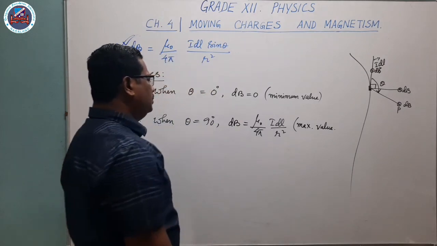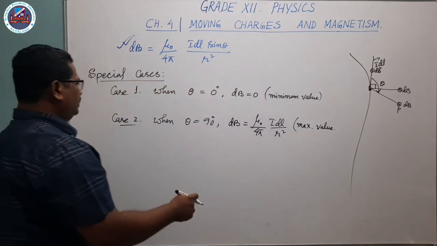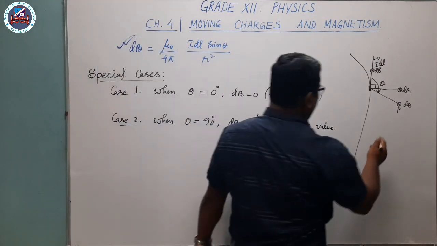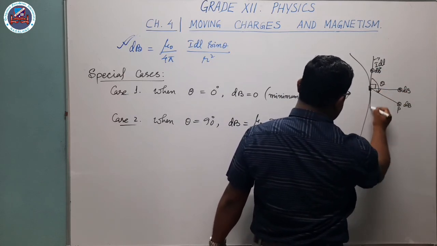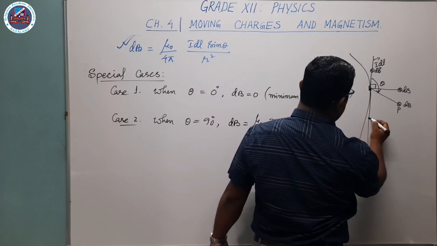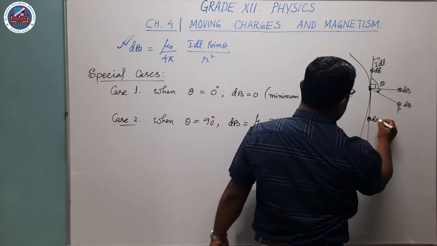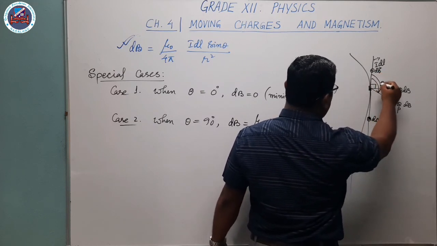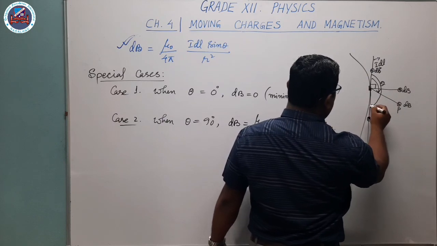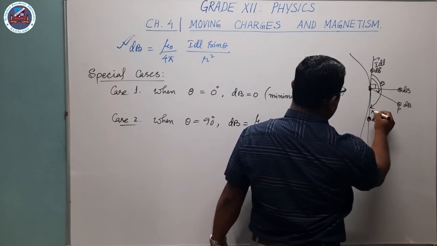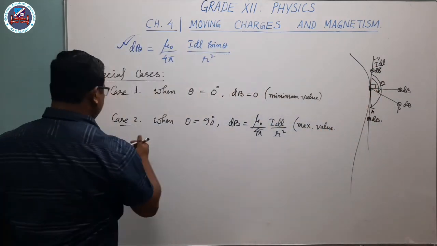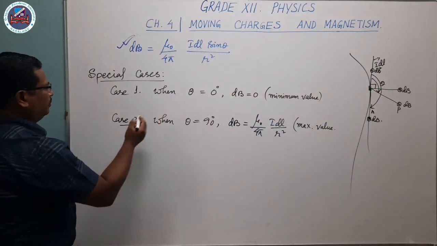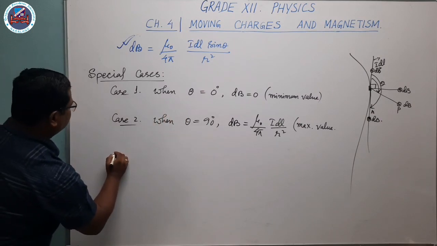And if you take dB at an angle of 180 degree, you don't want to take here, suppose along this line. Here I am taking dB this time. Then the angle between I dL and R, this is your R now, will become 180 degree. So in that case also you will get 0. You will get the minimum value of magnetic field.